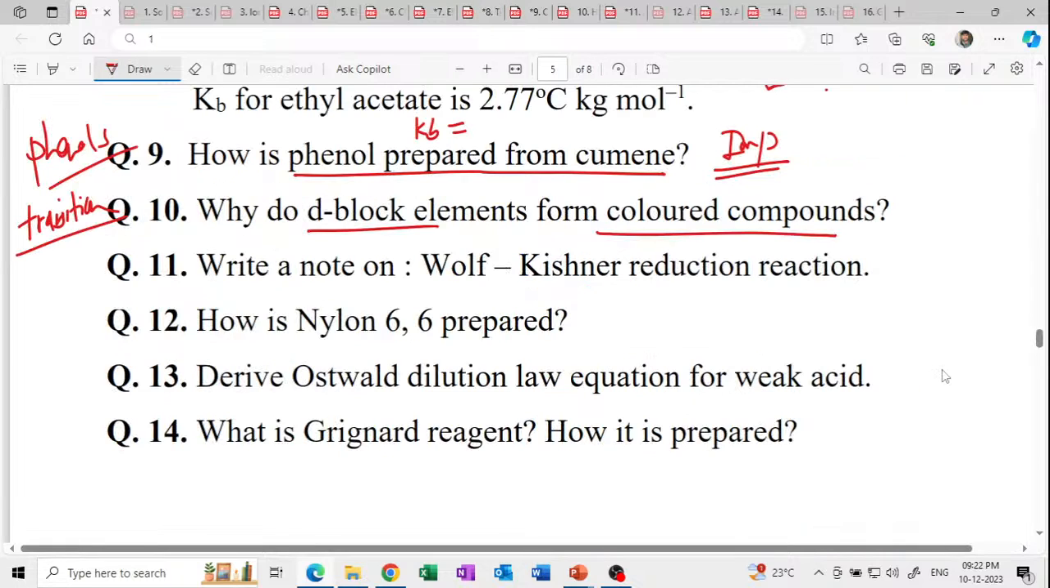Write a note on the Wolff-Kishner reduction. So this is a question from the aldehydes and ketones. Get it? In the Wolff-Kishner reduction, hydrazine is used. Aldehydes and ketones is a very important chapter, with 6 to 8 mark weightage. First hydrazine is used to form the hydrazone derivative, which then undergoes reduction. Further reduction gives the substituted benzene compounds.